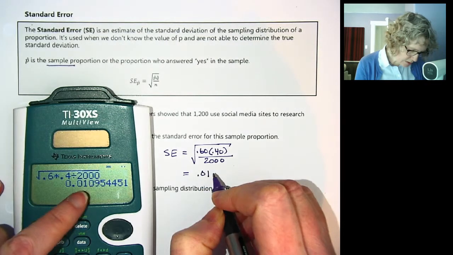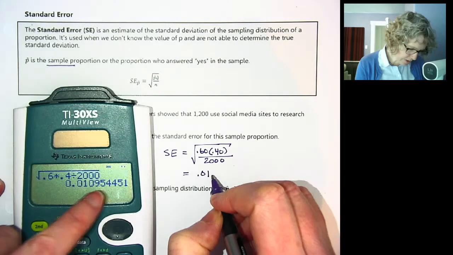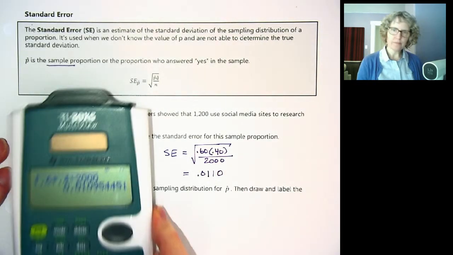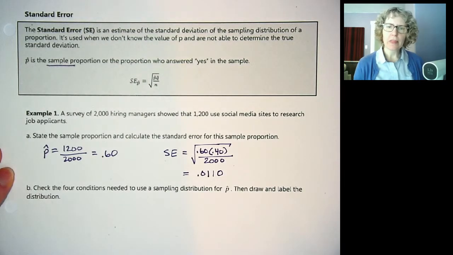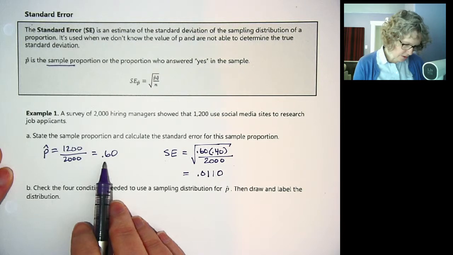0.010, it would be 9.5, but that 5 would round that to a 10. So 0.0110. Okay, so this is our standard error. This is our sample proportion.